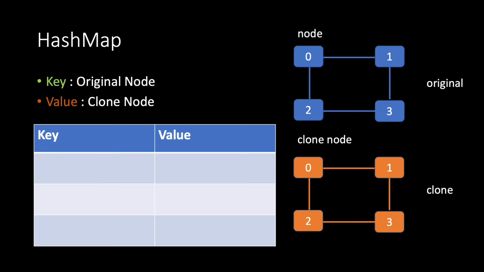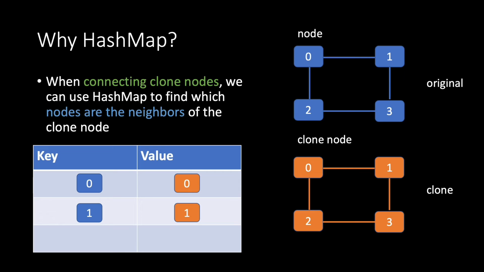So for this example, on the right, we can have a key of 0, which is the original node. We can have its clone node 0 in the value. And same as 1, original node in the key, and the clone node in the value. So why do we use HashMap? When we are connecting clone nodes after we create them, we can use HashMap to find which nodes are the neighbors of the clone node. And we're going to look at this later in the example as well.